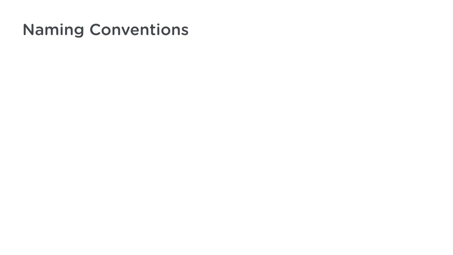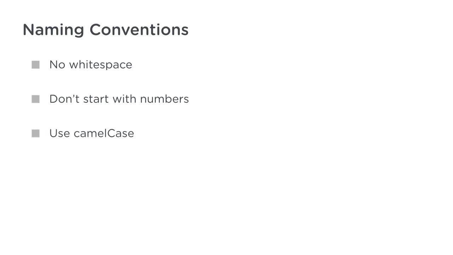Then we learned about naming. Naming is simple, we just have a rule or two to follow. So no white space, do not start with numbers or any special symbols, and then use camel case when the name contains more than a single word. So no underscores and no all lowercase or uppercase. And that wraps up our first lesson.